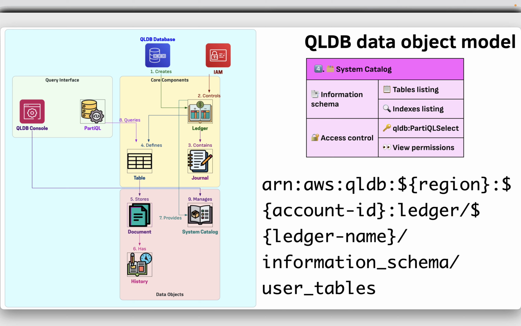Each ledger, which is the database, has a system-defined catalog. You can query to list all tables and indexes using information_schema.user_tables. In standard mode, you need QLDB select permission on this catalog resource. The catalog ARN format looks something like this. We have ARN, AWS, QLDB, region, account ID, ledger, ledger name, information schema, and user tables. So from this, you can find out all the tables and the indexes which are there in this ledger, which is the database.